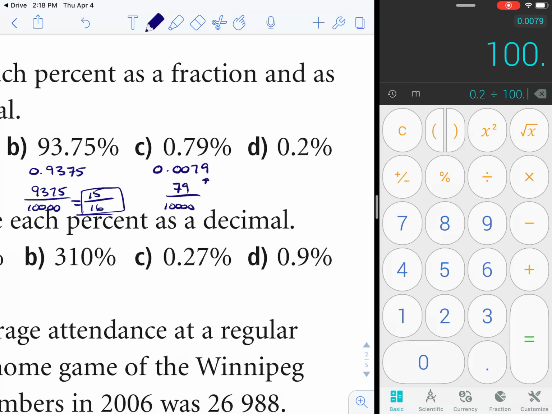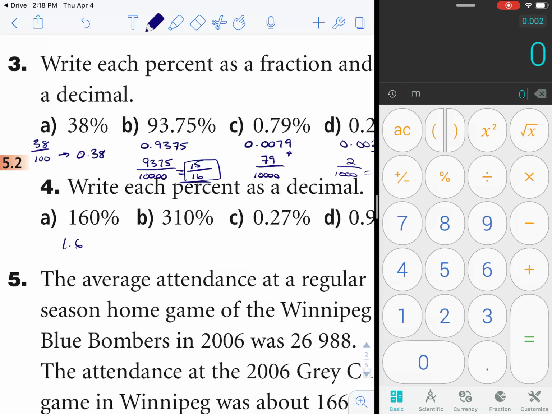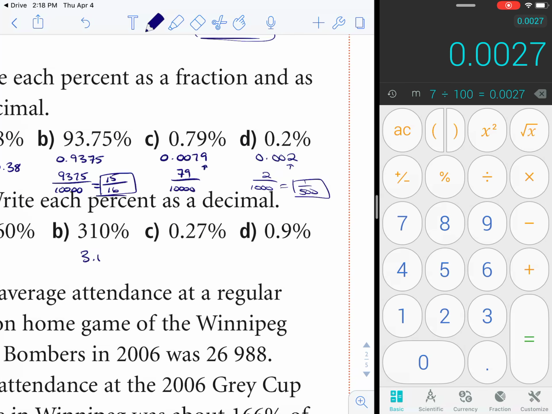0.2% divided by 100, oops, 0.2 divided by 100, 0.002. This is in the 1,000th column, so this is 2 out of 1,000, which you can reduce to 1 out of 500. Right, as a decimal: 1.6, 3.1. These ones you can get by dividing by 100. Okay, so 0.27% divided by 100, 0.0027. 0.9 divided by 100, 0.009.